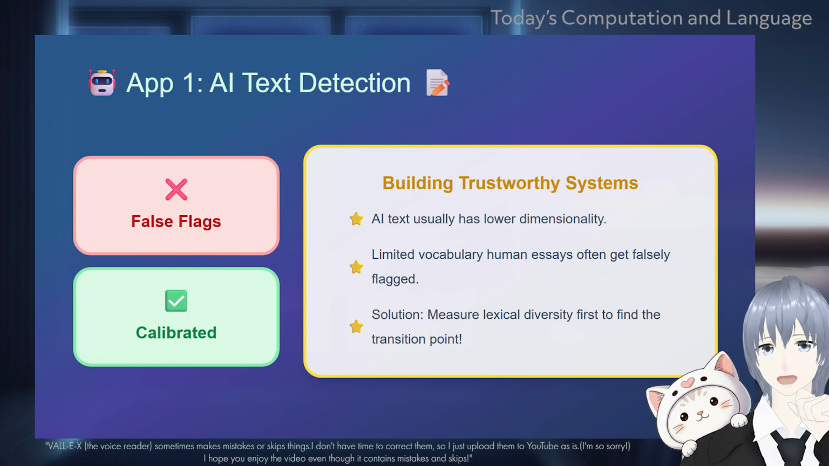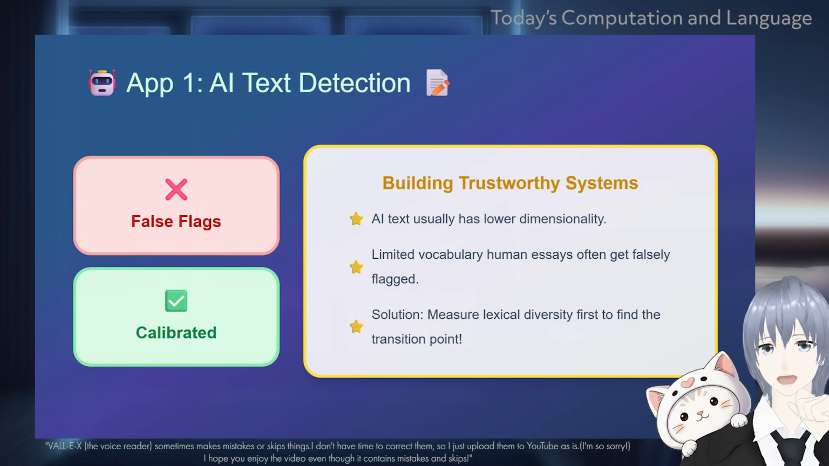Right now, schools and online platforms use AI detectors to catch students or bots writing fake essays. Some of these detectors use intrinsic dimensionality to spot AI text, because machine-generated text usually occupies a lower dimensional subspace than human-written text. However, if the detector does not account for the lexical diversity of the specific topic being written about, it might falsely flag a perfectly normal Chilean essay just because it uses a limited vocabulary.